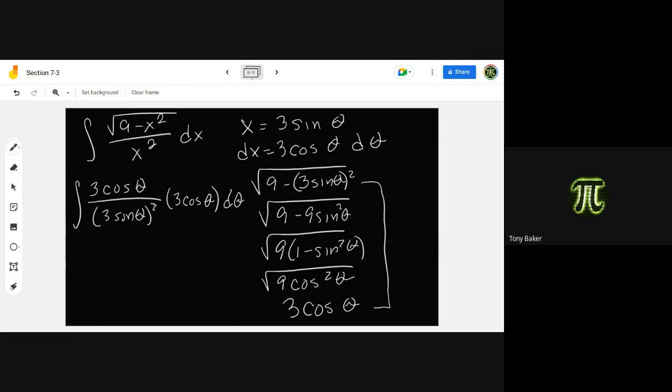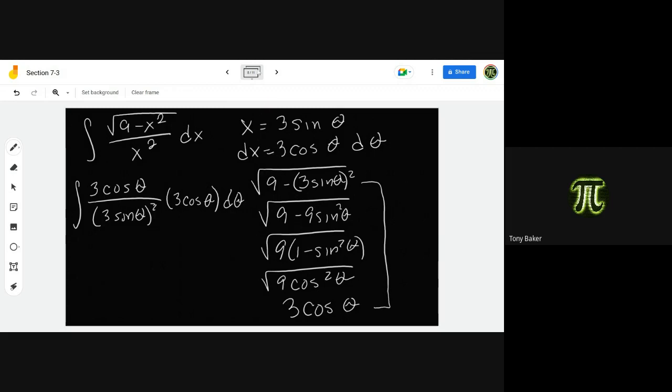Any questions with how we did the substitution and stuff back in? The big piece to this is you shouldn't have any more x's. Everything has to be in terms of theta at this point. No matter what happens, you can't have more than one variable. That would be a very bad thing at this stage.